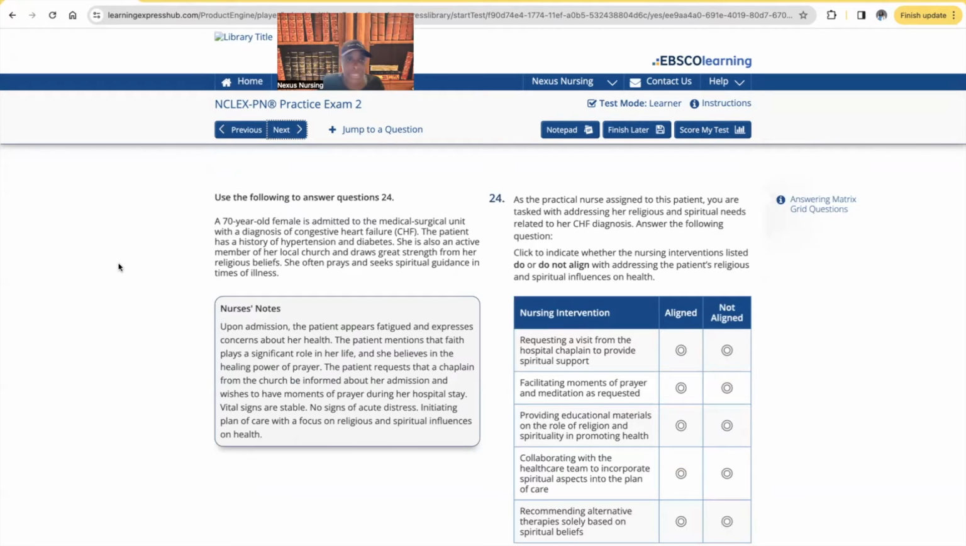Okay. So a 70-year-old female is admitted to the medical surgical unit with a diagnosis of CHF. The patient has a history of hypertension and diabetes. She is also an active member of her local church and draws great strength from her religious beliefs. She often prays and seeks spiritual guidance in times of illness.